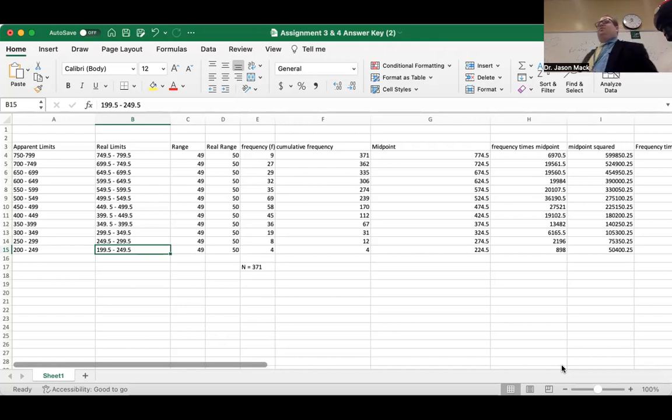So apparent limits, real limits, range, largest minus smallest, real range, that's at 0.5. If we took the real limits and subtracted them from each other, we would get the real range. So if you want to find the real range, you could also do that with real limits, because we're accounting for the one more because of the 0.5 on the left and the right, at the top and the bottom.